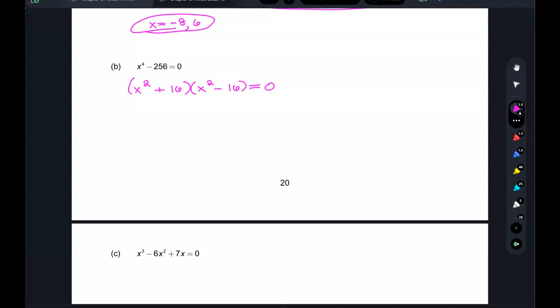This is x squared plus 16 times x squared minus 16. If I were to FOIL this, I would get back what I started with. Wait, but I did it differently. Okay, I still got the same.